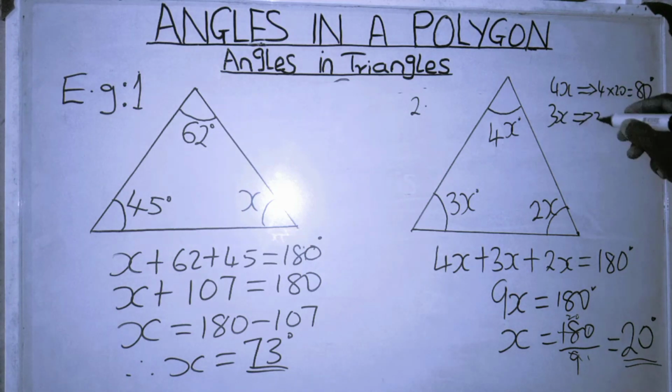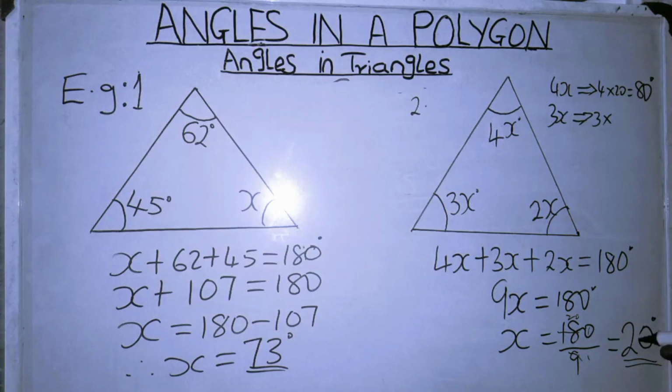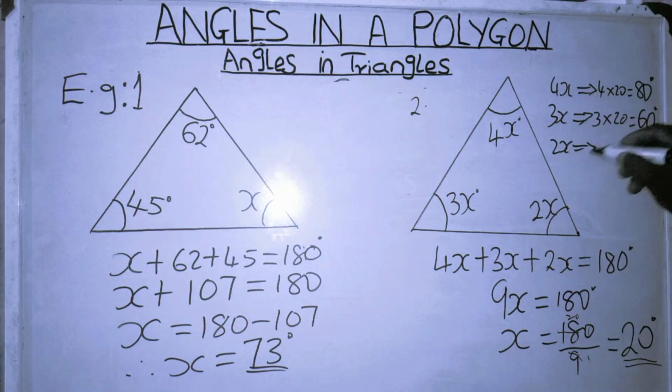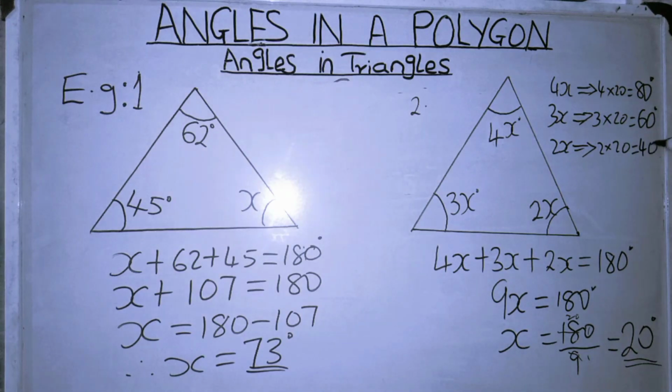That will be 3 multiplied by our x, which is 20. That will give us 60 degrees. Then finally, 2x. The value will now be 2 times 20. That will give us 40 degrees. And when you sum all the values you get inside, they will give you 180 degrees.